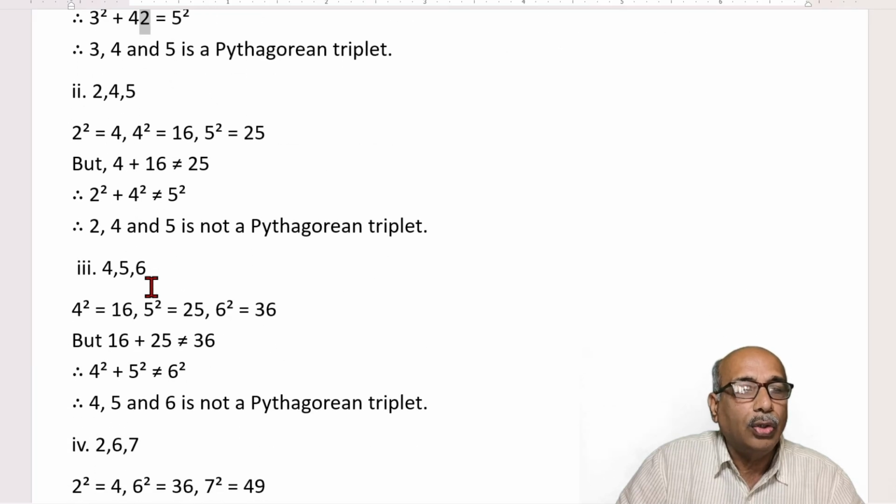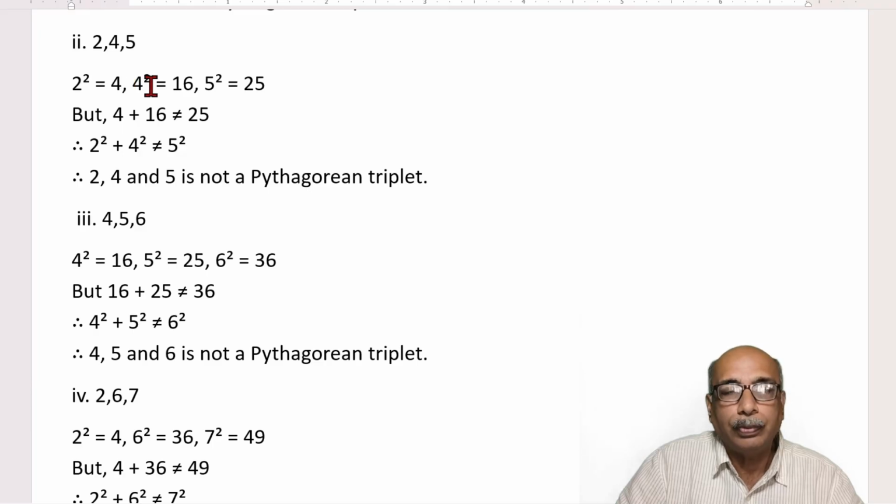Next, 2, 4, 5. 2 square is 4, 4 square is 16, 5 square is 25. But 4 plus 16 equals 20. So it is not equal to 25. Therefore, 2 square plus 4 square is not equal to 5 square. Therefore, 2, 4 and 5 is not a Pythagorean triplet.